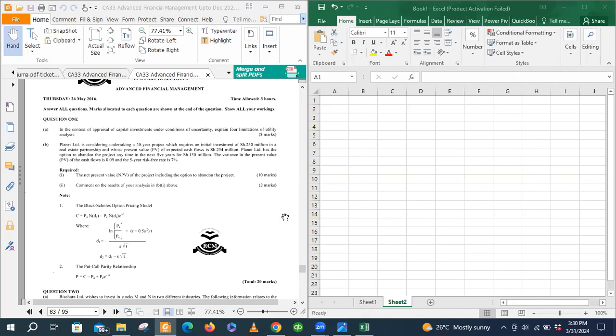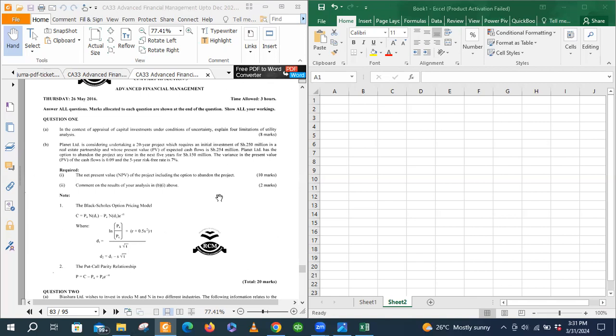If you're abandoning, it's like you're selling. The variance in the present value of the cash flows is 0.09. So that's the variance. And the 5-year risk-free rate is 7%. They want us to get the net present value of the project, including the option to abandon the project. Then comment on the results, and you're given the hint, the Black-Scholes option pricing model. So this is about valuation of options using the Black-Scholes.